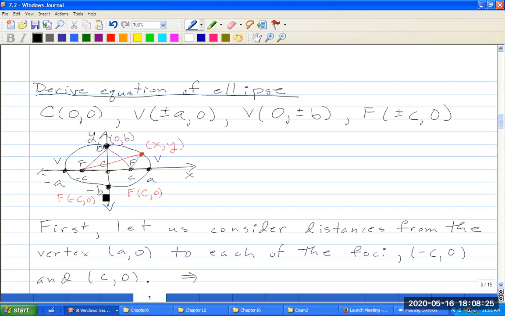Okay. So first, let's look at, I guess let's look here. Let's take this point here and find the distance from this point, this vertex, to each of these foci, and then add up those. So let's first consider the distance from the vertex (a, 0) to each of the foci, (-c, 0) and (c, 0).